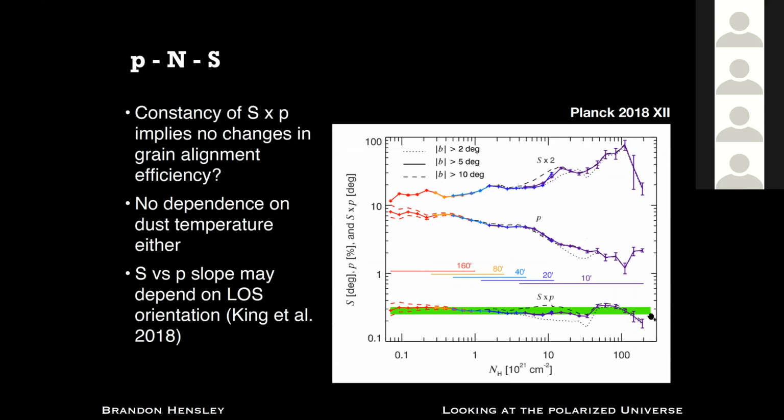as you can see down here in this bottom panel, that really what might be going on is not that the grains are no longer able to be aligned, it's just that magnetic fields are getting more tangly as you get to higher column densities. So you're just seeing the effects of depolarization rather than loss of alignment. So I think that there's outstanding questions and things to be dug into here.